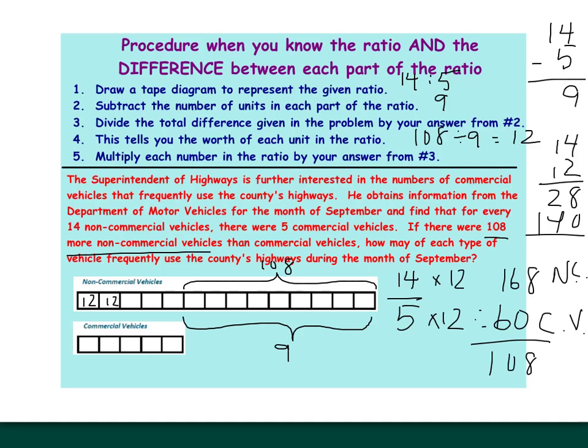So let me go back. The question asks how many of each type of vehicle frequently uses the county's highways during the month of September. So my answer would be 168 non-commercial vehicles and 60 commercial vehicles.